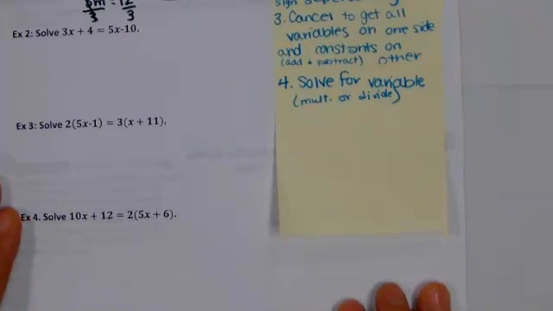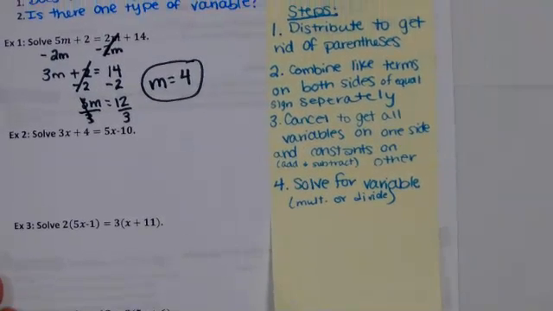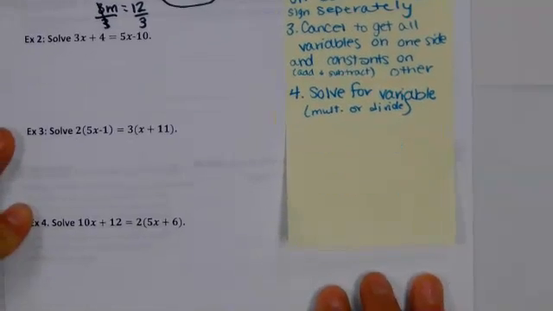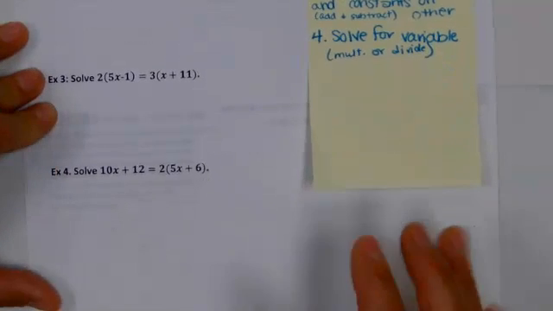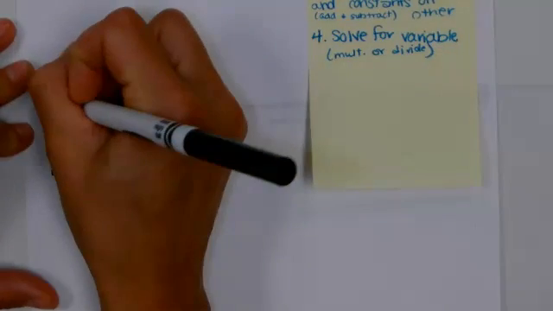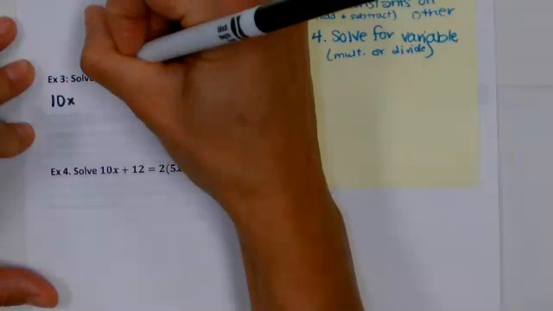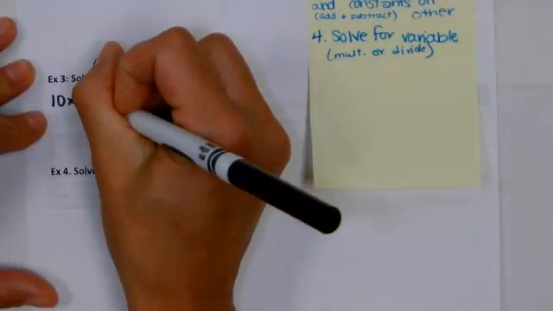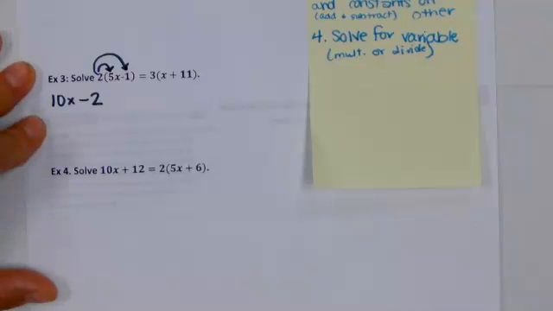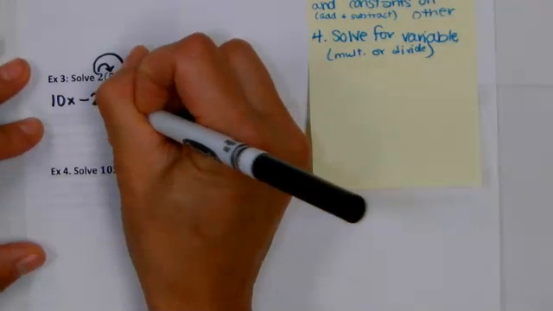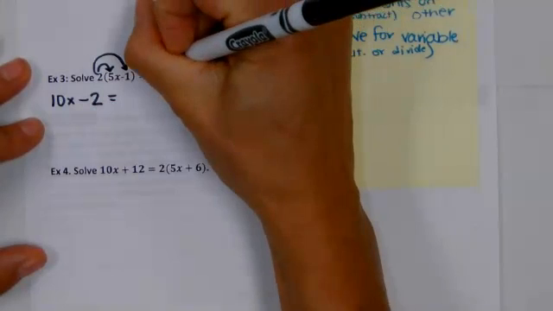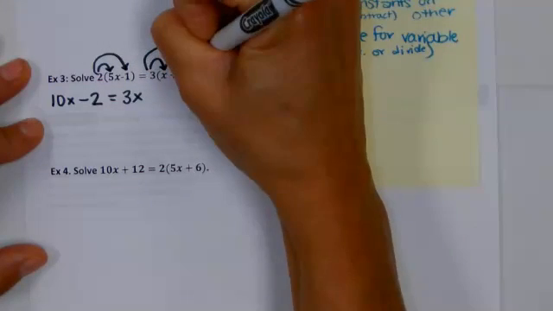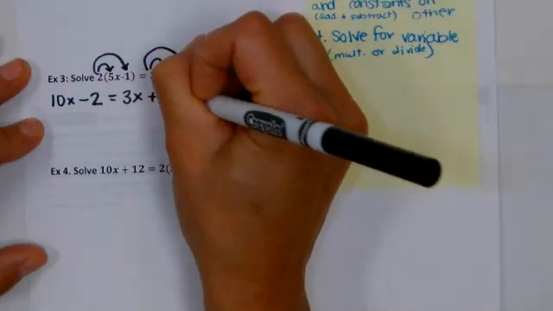So example 3 now, we do have parentheses, right? So we're going to start with our first step, distribute to get rid of those parentheses. So we're going to do that first. Okay, so 2 times 5x gives me 10x. And then I have to make sure that I do it all again with this -1 now. 2 times -1 is -2, and we write it down just as a minus sign. You can't invent more negatives if there aren't any. Equals, I have to do the same on this side. 3 times x is 3x. And 3 times 11, positive 11, is positive 33.